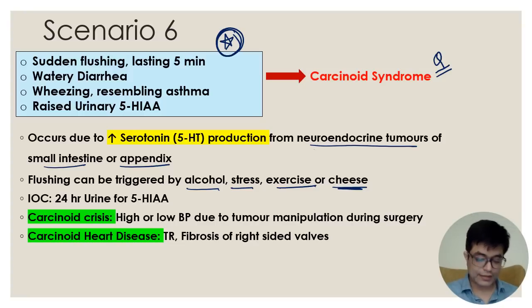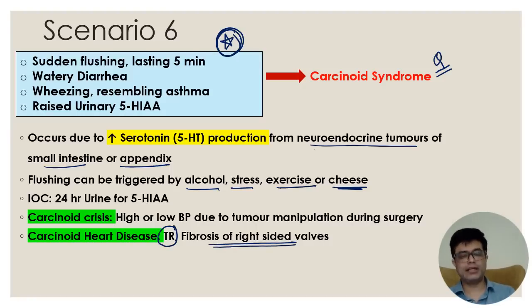And second is carcinoid heart disease. The circulating 5-hydroxytryptamine has a tendency to cause regurgitation and fibrosis. So which is the characteristic lesion? Tricuspid regurgitation is the characteristic lesion. In long-standing cases, right-sided valve fibrosis can also occur. Remember that the left side is relatively spared.